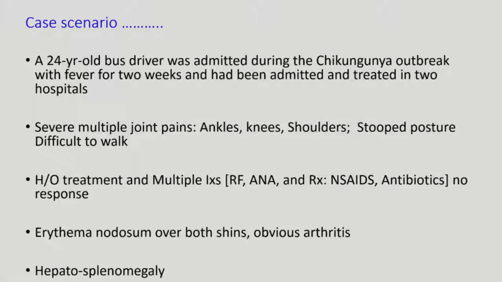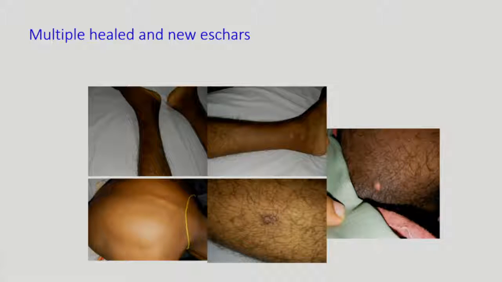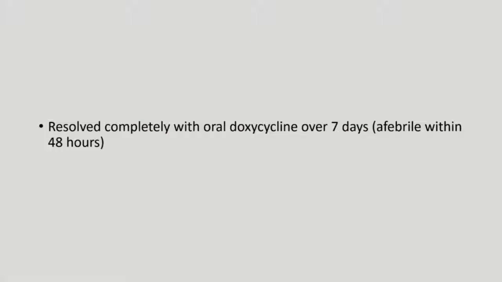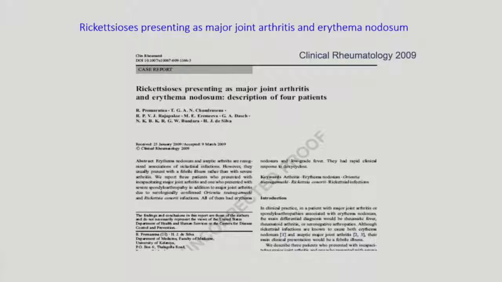And there's another case scenario. A 24-year-old bus driver was admitted during the chikungunya outbreak with multiple severe joint pains with a stooped posture. There were several admissions as well as several investigations and treatments, but he was not responding. He had erythema nodosum on both shins, some hepatosplenomegaly, and multiple eschars. He recovered with oral doxycycline. We reported this as well.